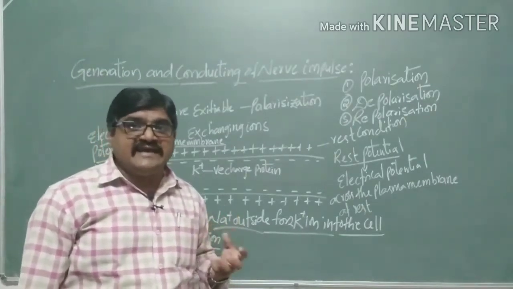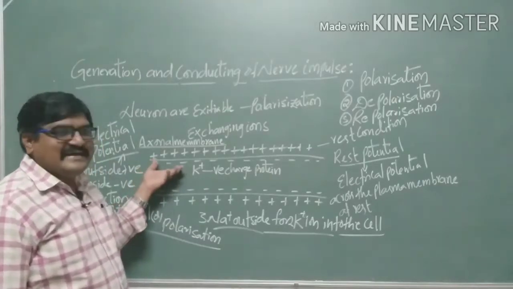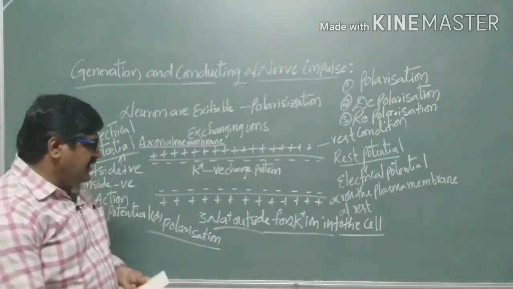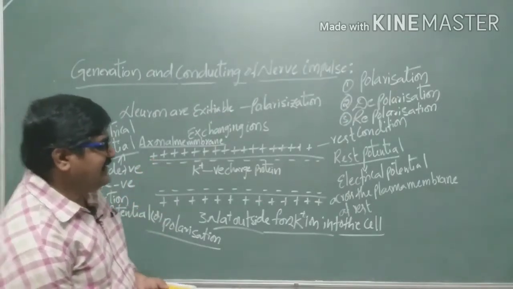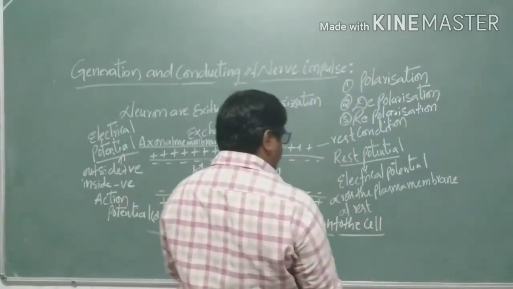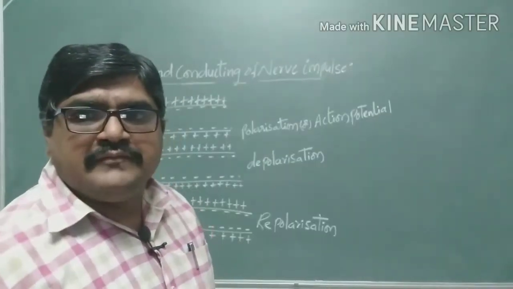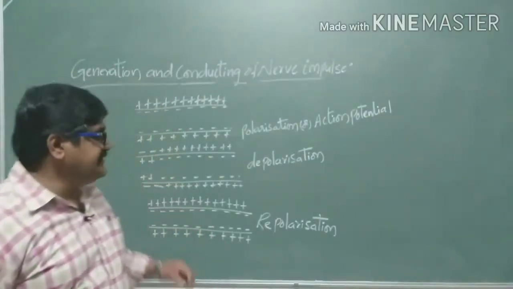So what does action potential mean? It is when the neurons are excited. Now coming to the conduction.